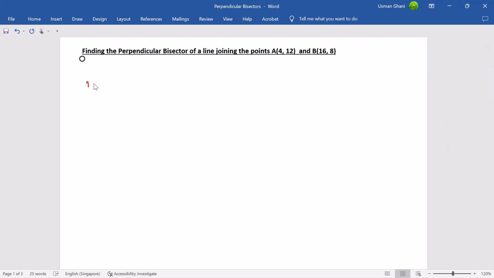So first of all, finding the gradient of the original line, calling it AB, I'm going to use the formula (y2 - y1) over (x2 - x1) directly. That's (8 - 12) divided by (16 - 4). And if I solve it, this is simply going to be -4 over 12. You can simplify this, but even if you leave it as it is, it does not really matter. This is simply going to be -1/3. Alright, so I think in this case it's better to simplify.